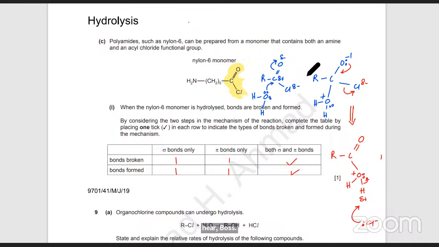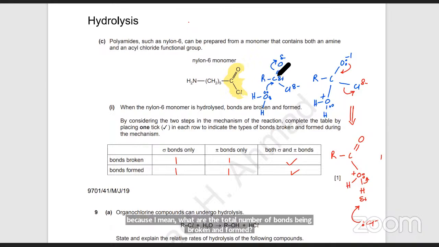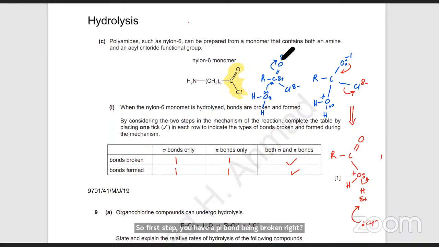Sir, can you repeat this? Look, in this mechanism, what are the total number of bonds being broken and formed? So first step, you have a pi bond being broken, right? Double bond turns into a single. Then in the next step, the pi bond is getting reformed. The oxygen double bond is getting formed back again. So pi bond got broken and pi bond got formed as well. Okay? So it is clear that the pi bond was both formed and broken. Is that clear? Yes, sir.